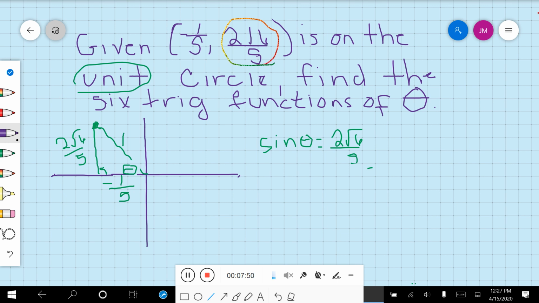Okay, then they're asking us for the cosine of theta. According to SOHCAHTOA, cosine is adjacent over hypotenuse, which is negative 1/5, but the hypotenuse is 1. So it's simply the x value.